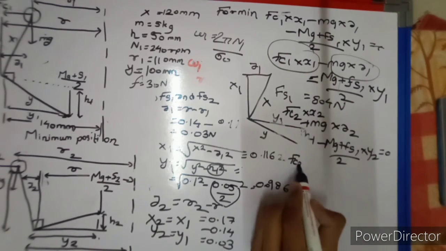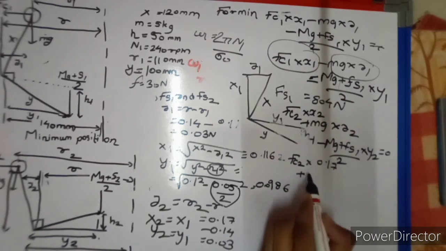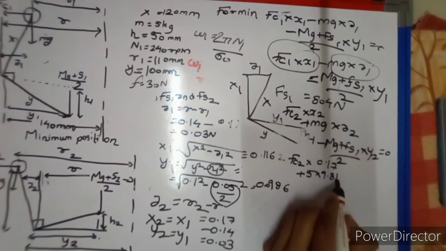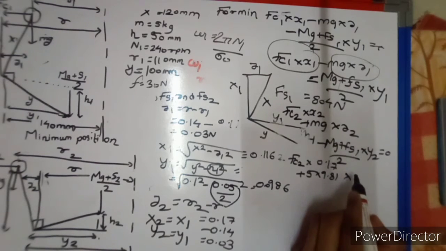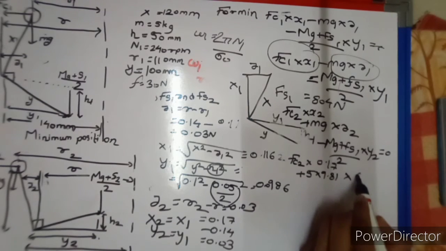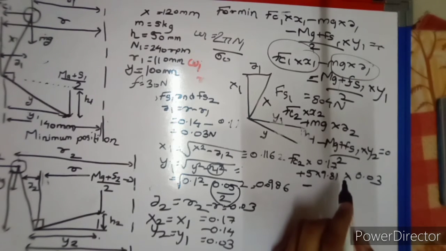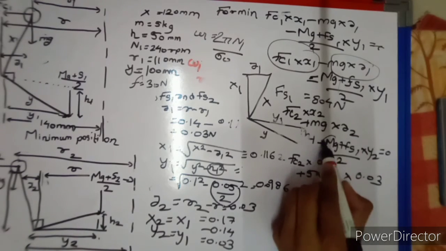So Fc2 into x2, we know x2 is 0.17, then plus mg, 5 into 9.81 we know, into a2. We know a2 is r2 minus r, so a2 is equal to 0.03. So into 0.03 minus capital M, capital M will be 0.